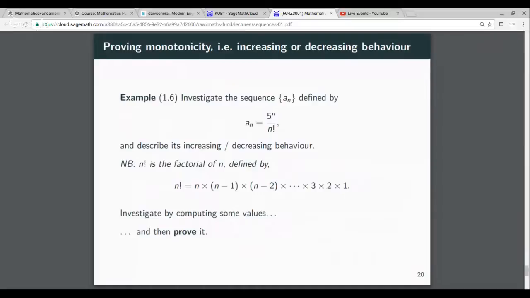Okay, so let's look at a first example here. This is example 1.1. I think this is our example 1.6. I think the working out of this is in the notes, but let's just reproduce it on the overhead just to talk through it. So here we're considering the sequence a_n defined by, so the formula here is a_n is 5 to the power n over n factorial.